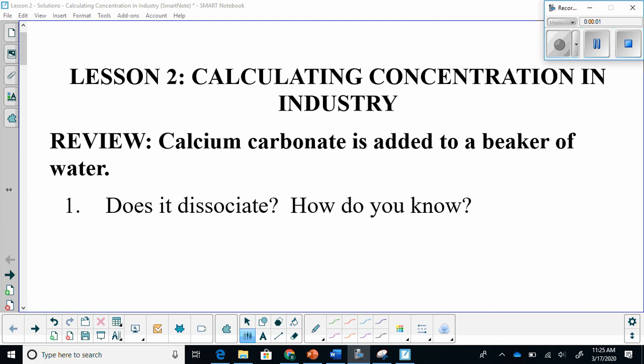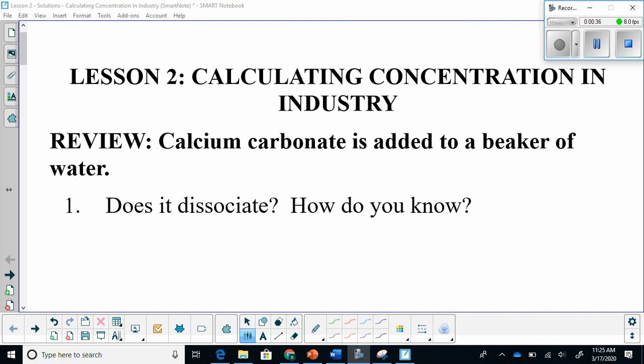Welcome to Lesson 2, Calculating Concentration in Industry. When we are working in the lab, we will be using a different method to calculate concentration. However, products that we buy on the shelves, such as rubbing alcohol, cleaning supplies, and medical grade antiseptics, all have different methods of showing you the concentration. We're going to take a look at those today, and then further in the unit we will look at molar concentration, which is used in the lab.